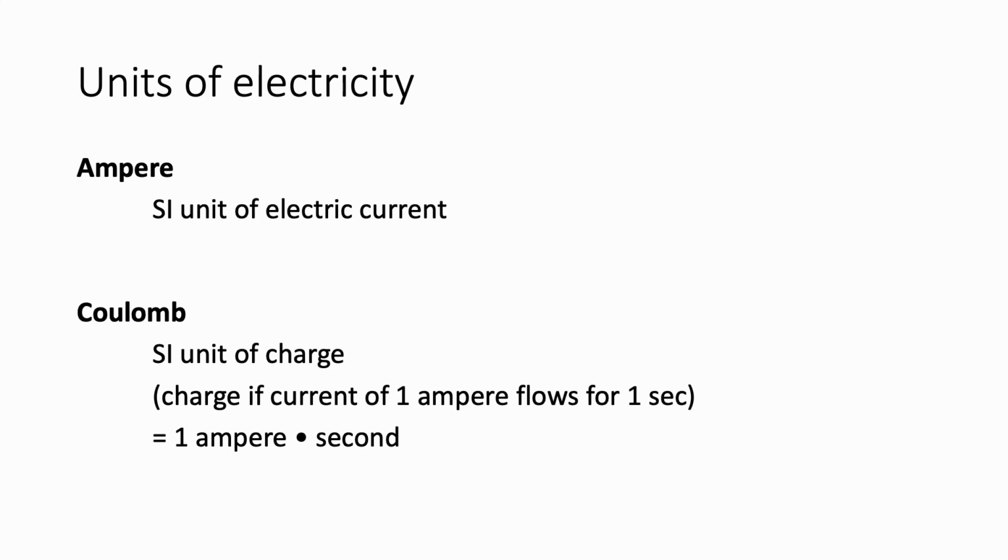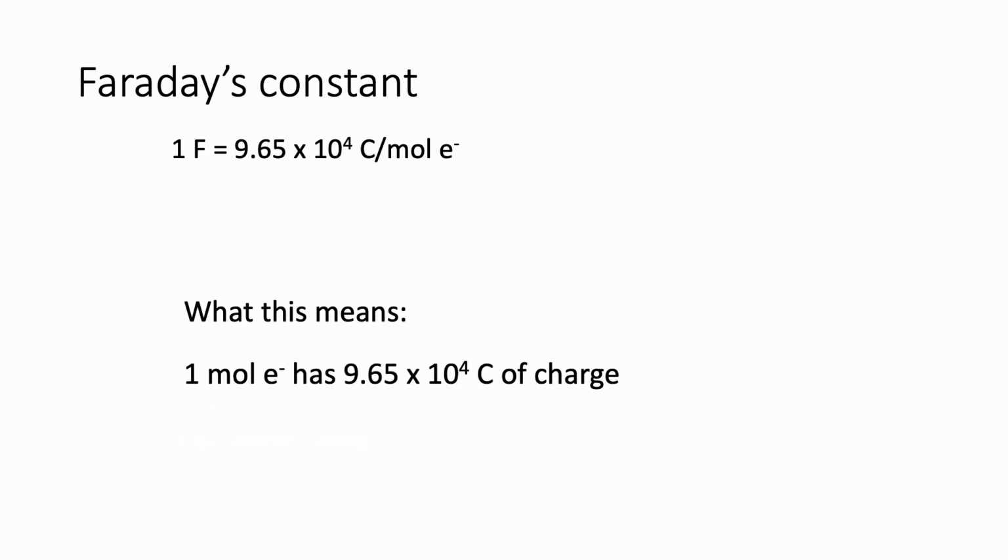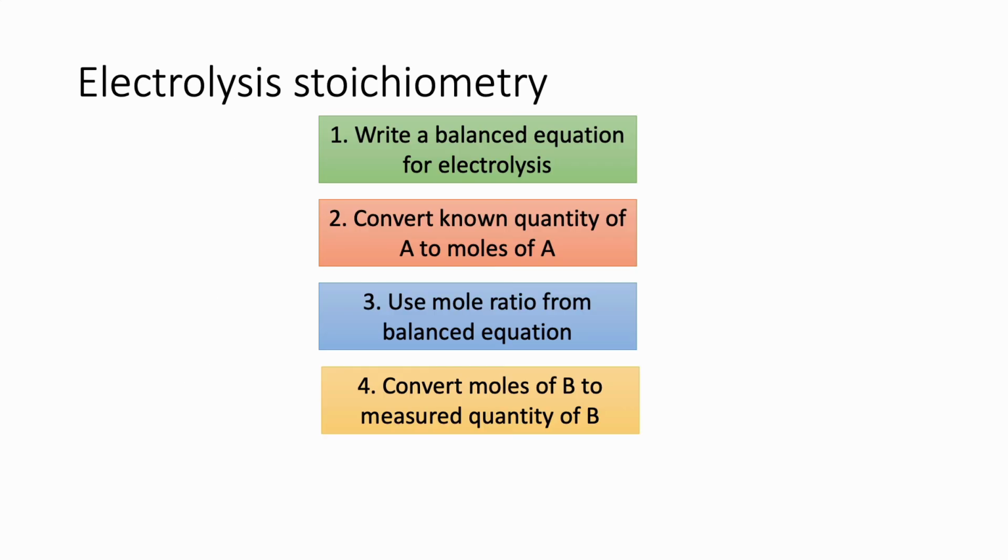And to get back to moles, we need to understand Faraday's constant. Remember, the units on Faraday's constant were coulombs per mole of electrons. So what that means is 1 mole of electrons has the equivalent of Faraday's constant worth of coulombs in charge. That information put together with what I showed you on the previous slide is how we're going to convert from electric units to moles of electrons. So when you're doing stoichiometry for electrolysis, it's going to work pretty much the same way that all stoichiometry works, in that you need a balanced equation to start.